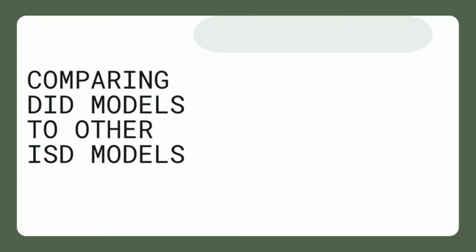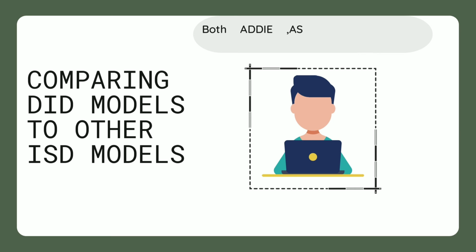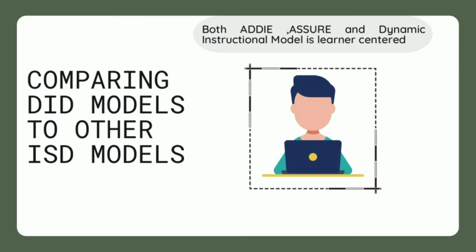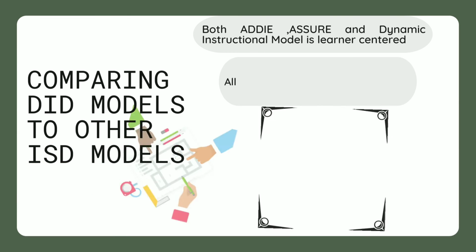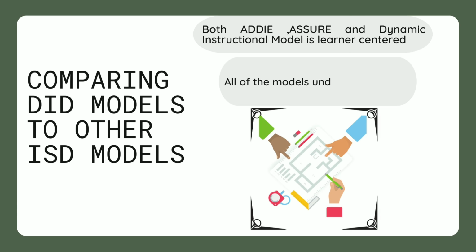Comparing the dynamic instructional model to other ISD models. Like many design models, both ADDIE, ASSURE, and the dynamic instructional model are learner-centered and were created using cognitive theories of learning as their foundation, with the addition of the learning environment. All of the models are processes composed of different steps. The dynamic instructional model is composed of 6 steps.